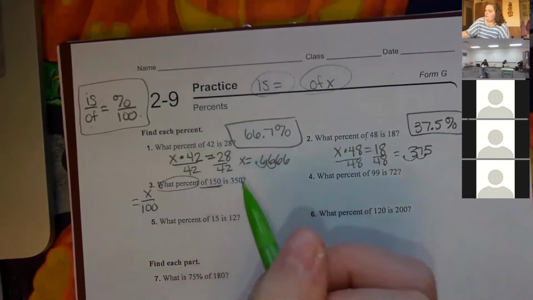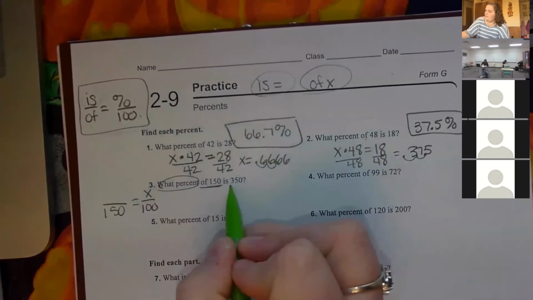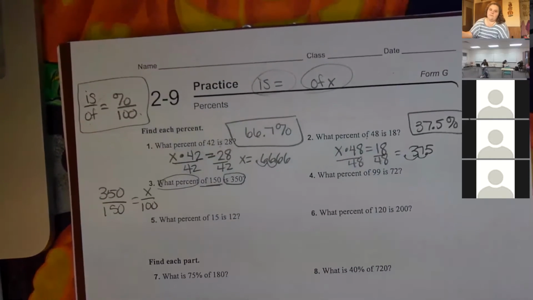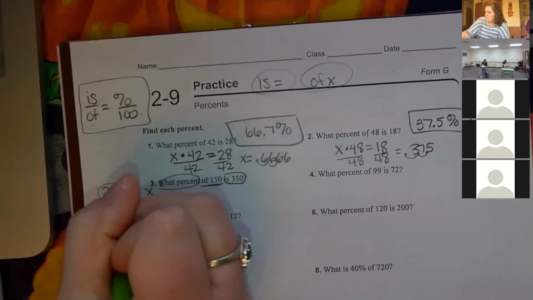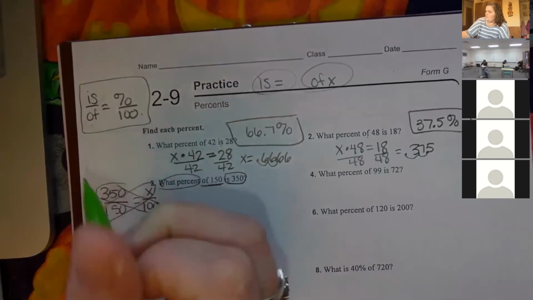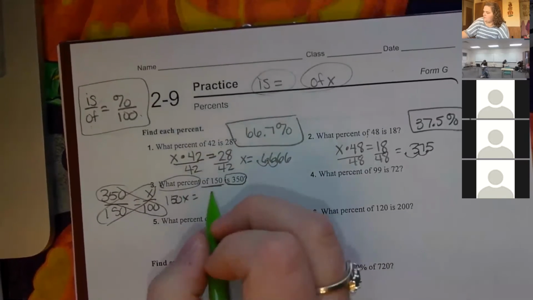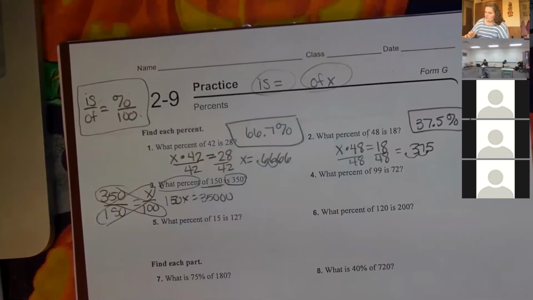It says of 150, and of is on the bottom, so I'm going to put the 150 down here. And then it says is 350, so I'm going to put the 350 up here. Now I'm just cross multiplying, like I did on the last worksheet and the worksheet before. So I have 150x equals 350 times 100. Then I just divide that 35,000 by 150.